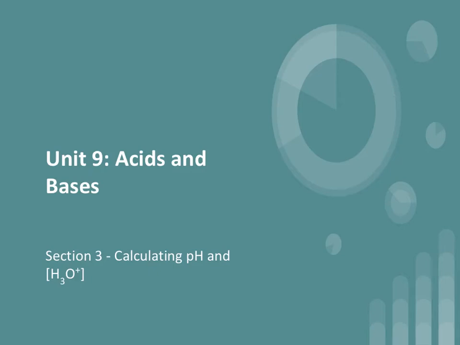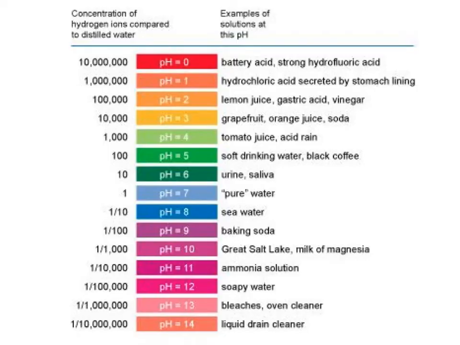Hey guys, what would a unit in chemistry be without calculations? What we're going to be calculating today is pH as well as hydronium ion concentration within a solution that's acidic or basic.